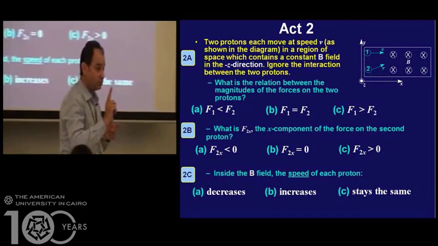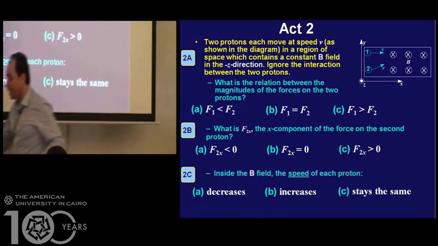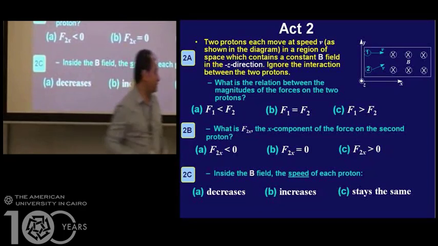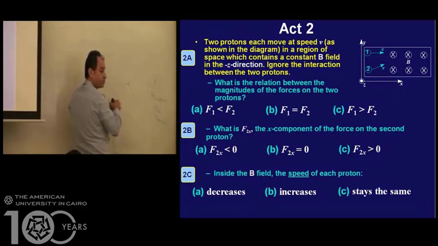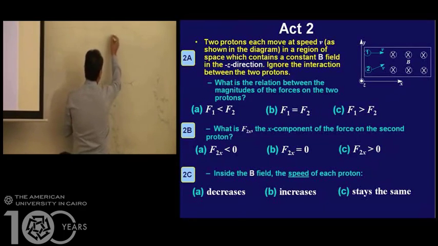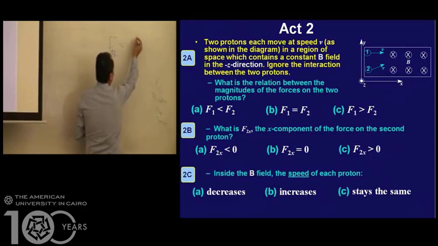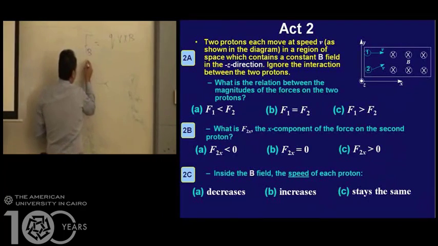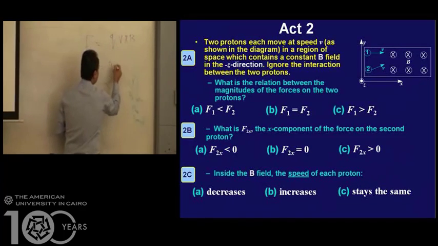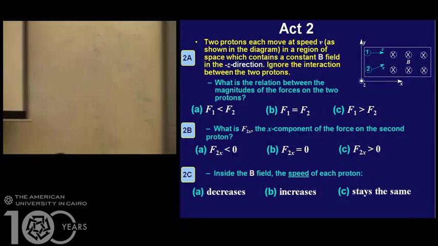Magnitude. Yes, only magnitude. It's the Lorentz law, which states that the magnetic force is equal to q v cross B. So if we're talking about the magnitude of the magnetic force, then it's q v times B. F1 equals F2.